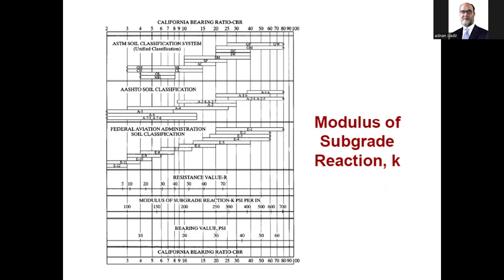So you use this chart. You see you have soil classification. If you have, say, MR soil or ML soil, this is between 4 to 8. So even if you don't do a CBR test, even if you don't have any other test, you can easily find the value and estimate the subgrade.